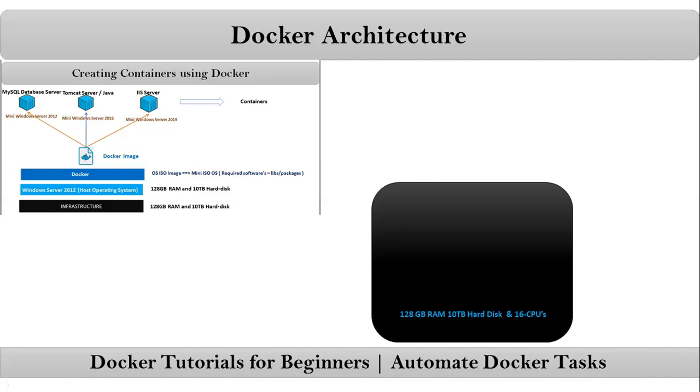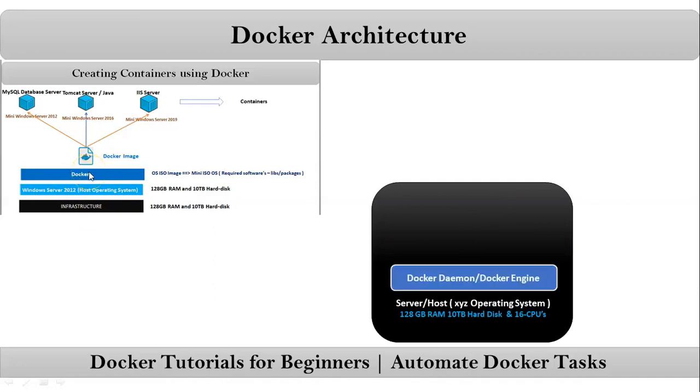Assume that on top of this infrastructure, I installed some XYZ operating system. This is called your host or your server. On your host or server, we are installing Docker. Assume that I installed Docker. That is called the Docker daemon or Docker engine. Once you have Docker, using Docker we can create containers by selecting the required Docker image.